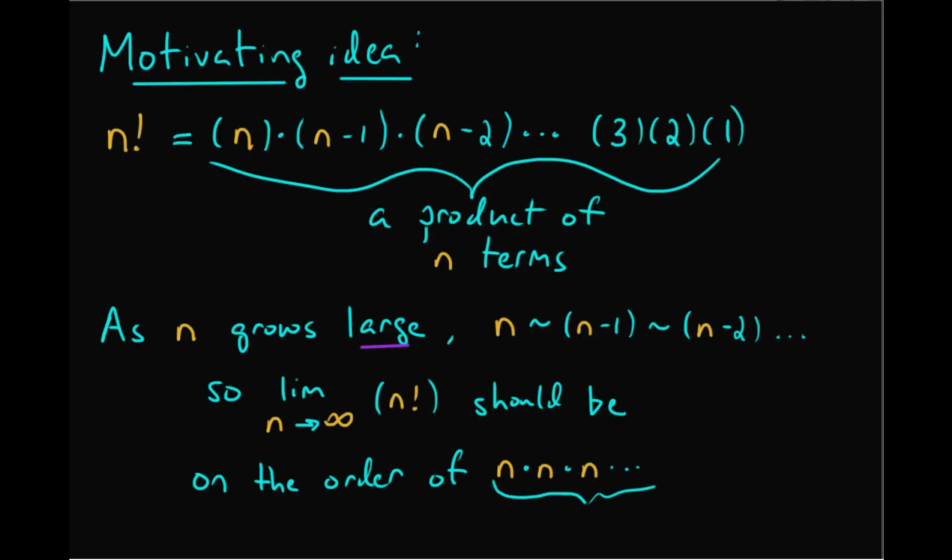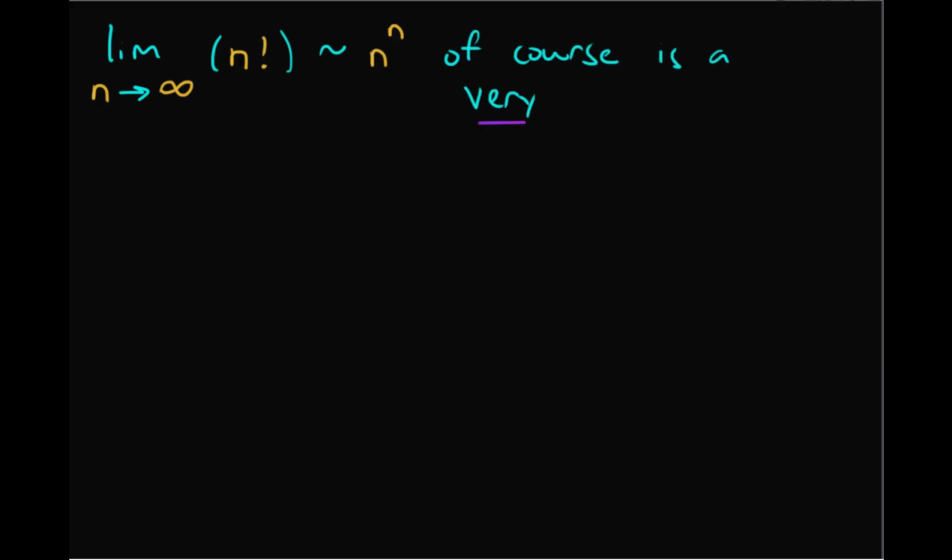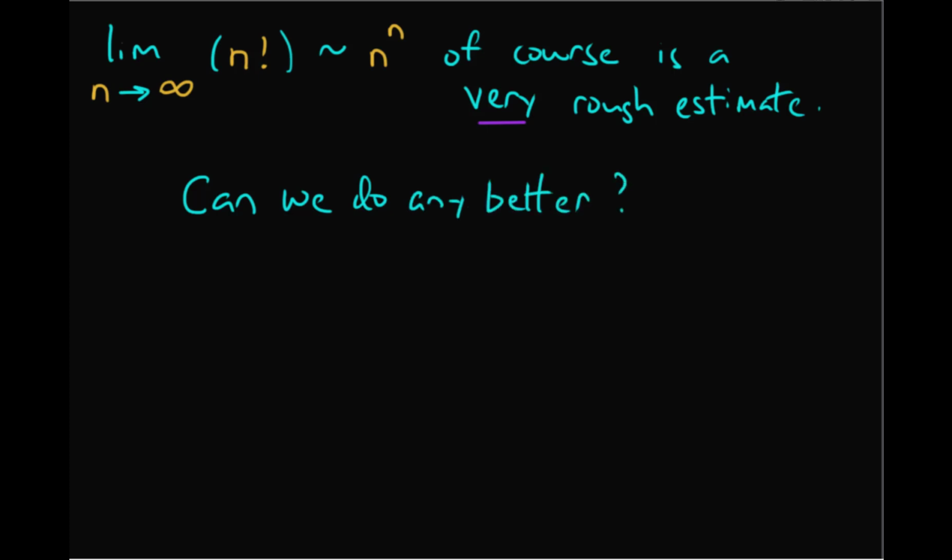And so in the limit as n goes to infinity, n factorial should be on the order of n times n times n, etc. Well, that's n terms, so that's just n times itself n times, or n to the n. Now, of course, this is just a rough estimate for n factorial as n approaches infinity. We know that this is an overestimate because, by definition, in n factorial, every term in the product other than the leading term n is less than n. So clearly we're overestimating n factorial here. But as a rough guess, it's not bad. The question is just, can we do better?